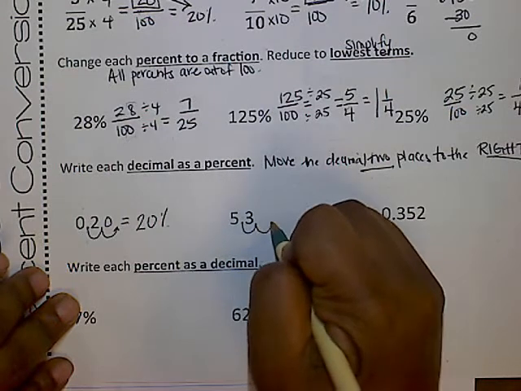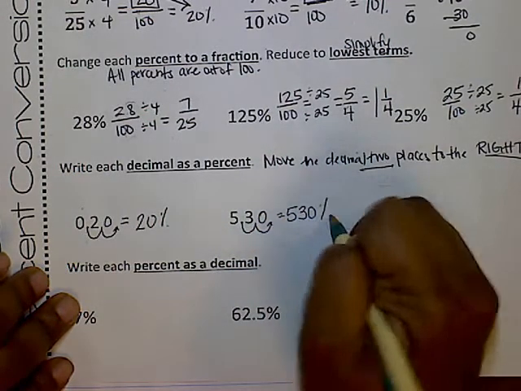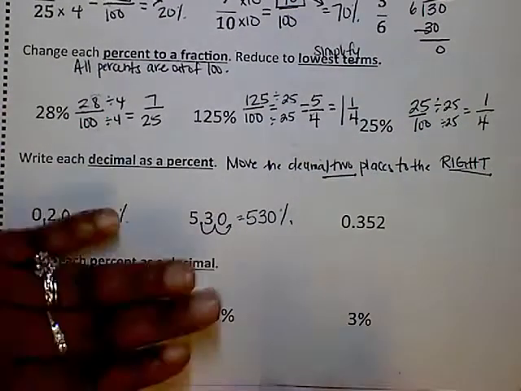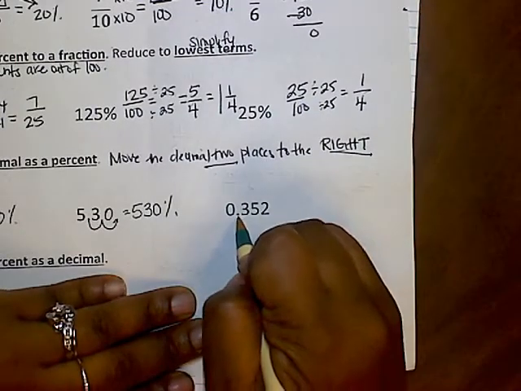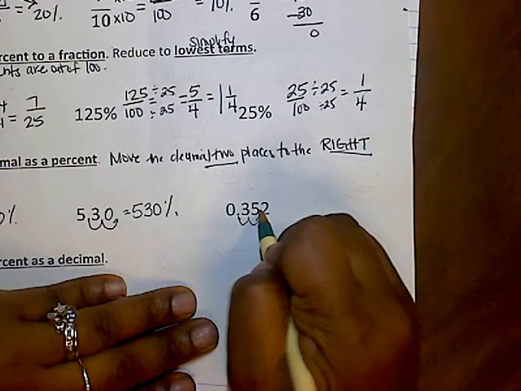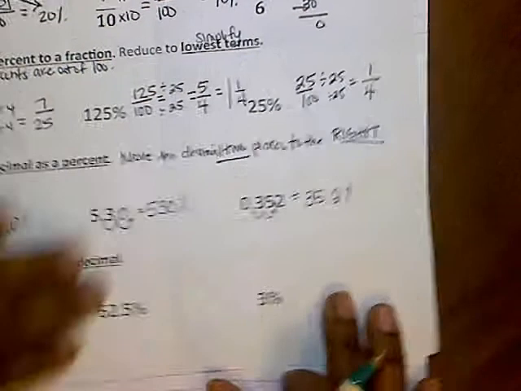Twice. 1, 2. So this is 530%. So don't get confused. You're like, oh, it still must be 53. Nope. If you move it twice and it's 3 numbers, write those 3 numbers. And here, we're moving it twice, and we're going to get 35.2%. So again, always move it twice.